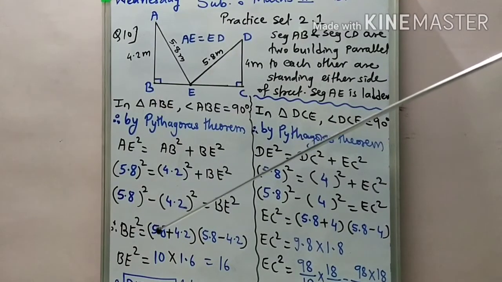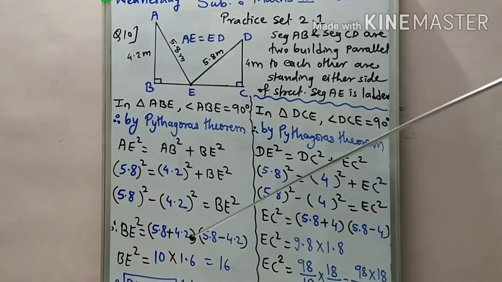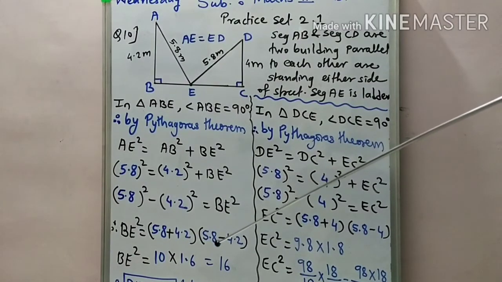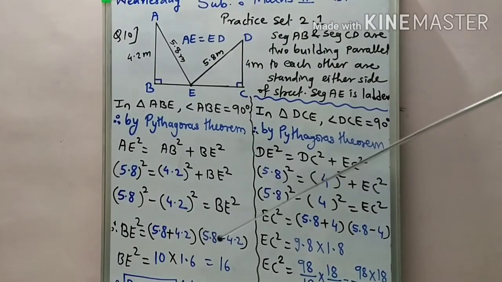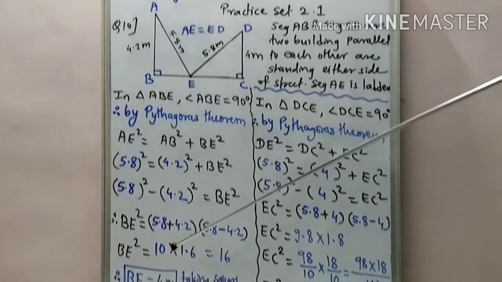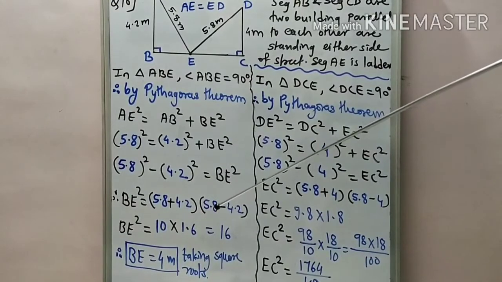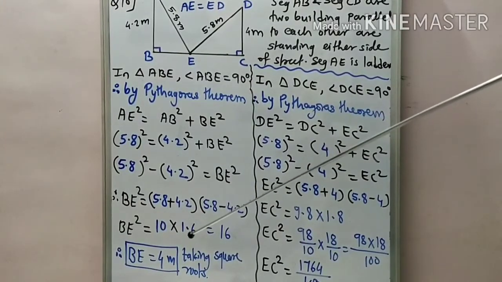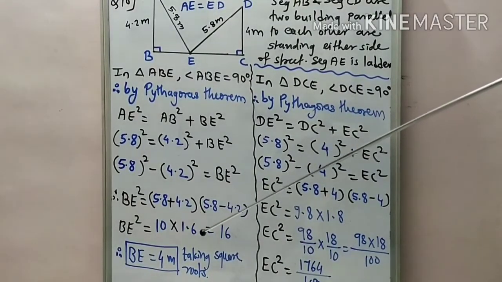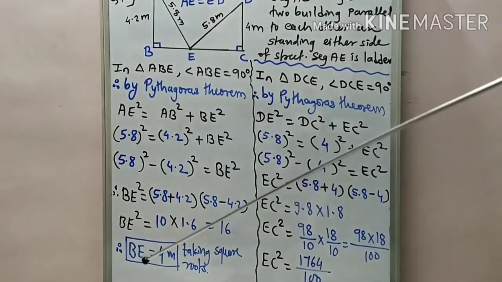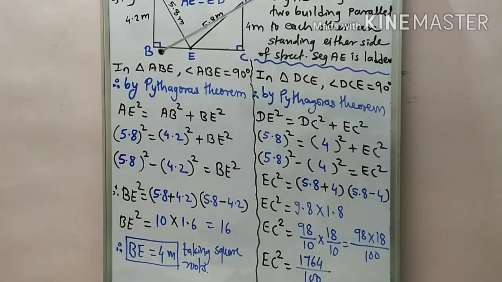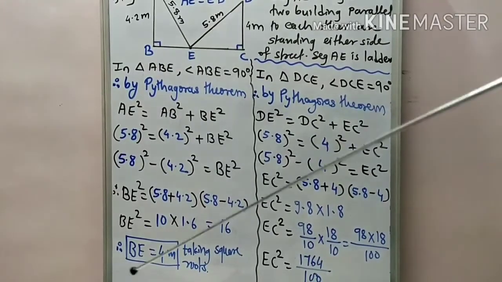5.8 plus 4.2 in the first bracket, into 5.8 minus 4.2 in the second bracket. Now we simplify this: the addition we get as 10, into the subtraction, which is 1.6, and 10 into 1.6 is 16. So taking square roots on both sides, we get BE, that part of the street, as 4 meters.